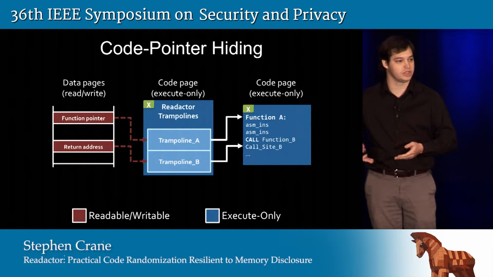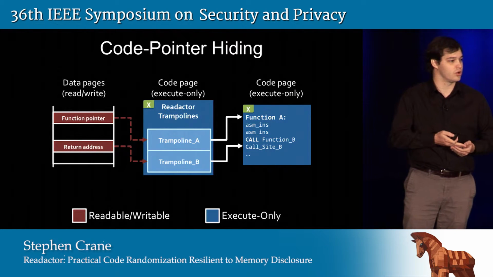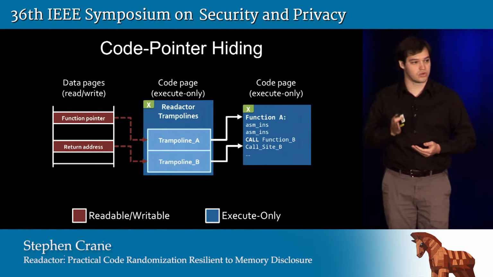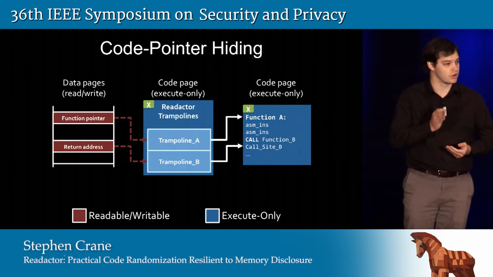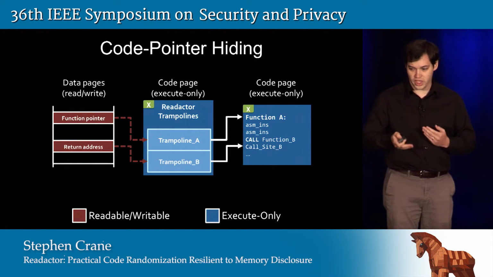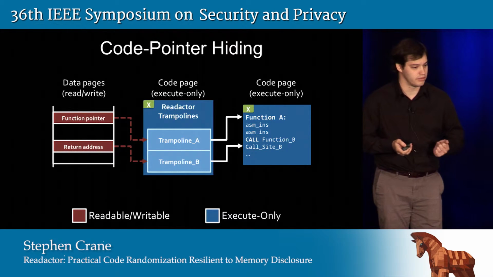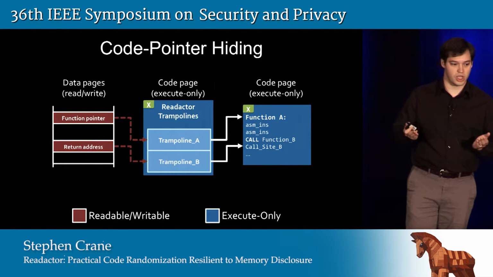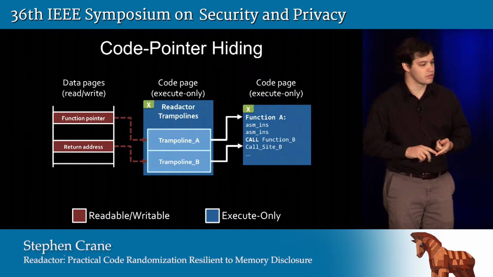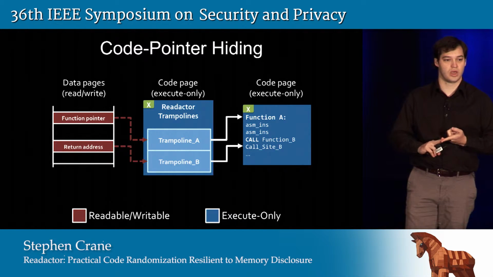The program needs to be able to dereference and execute a function pointer, but it doesn't need to be able to read the destination of the function pointer in order to do so. We have some extra mitigations to prevent reuse of trampolines as well. So, summing up, we introduce execute-only memory, and we introduce code pointer hiding.